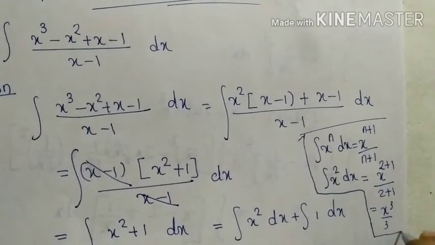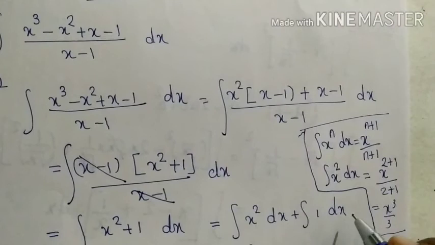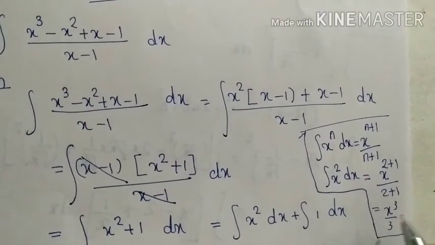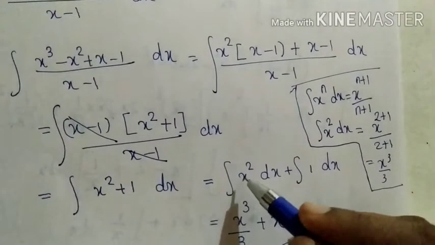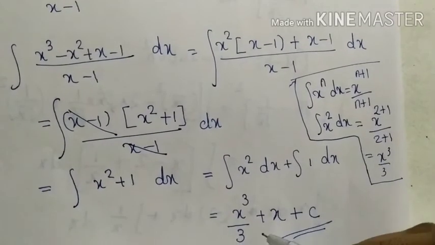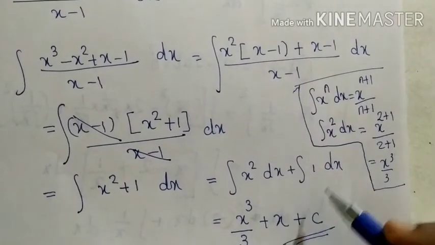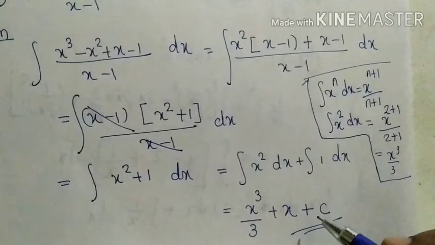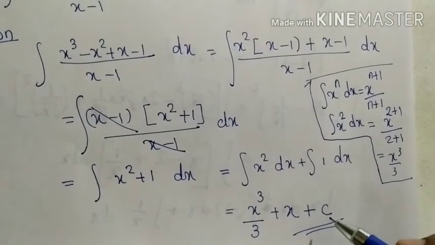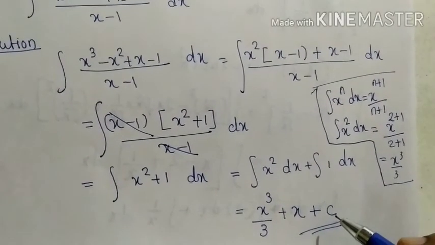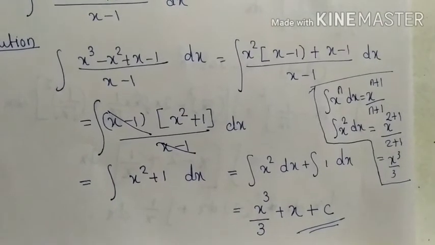Okay, and we know that integral 1 dx is x. So replacing this value here, we get integral x square dx as x cube by 3 plus integral 1 dx, whose value is x, and also write c as a constant. So this is our final answer. I hope you understood.